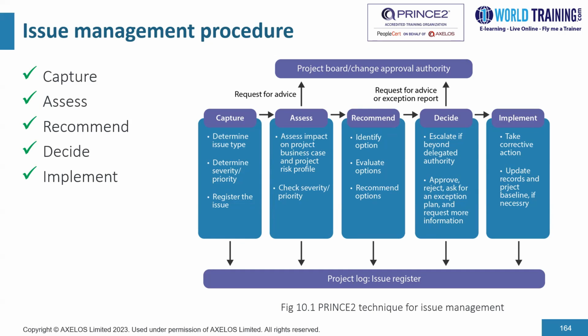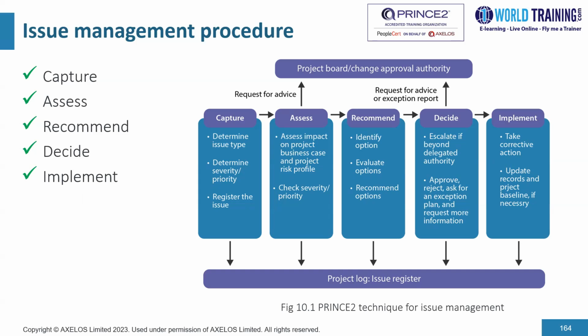In the first step, the capture step, this is where we determine the issue type. What is the type of issue? Is it a request for change? Is it a problem or a concern? Is it an off specification? What exactly is the issue type? We might want to determine its severity and priority, and we might want to document that in an issue register.